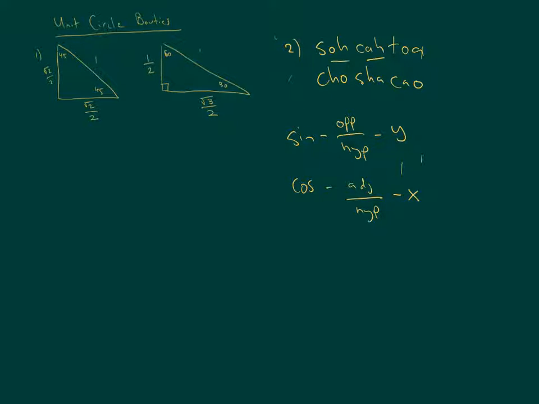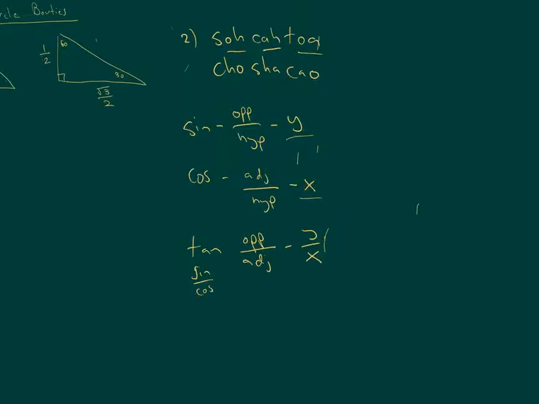The tangent is opposite over adjacent, which on the unit circle is y over x. Also, a side note is that tangent is sine over cosine. And you can see that makes sense. The sine is the y, the cosine is x. So if tangent is sine over cosine, we could talk about why that is, then y over x is tangent.